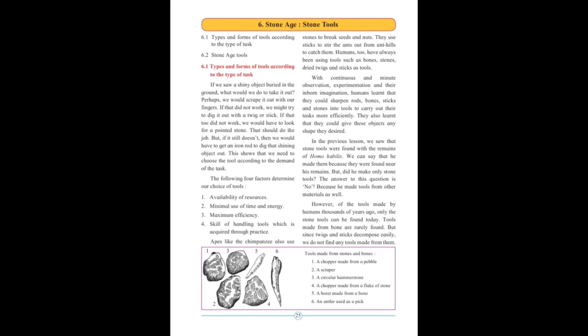So students, in the previous lesson, we saw that the stone tools were found with the remains of the Homo habilis. So from this we can say that they made stone tools, because they were found close to Homo habilis. But students, did Homo habilis only make stone tools? What do you think?